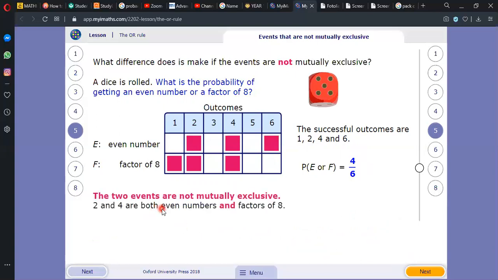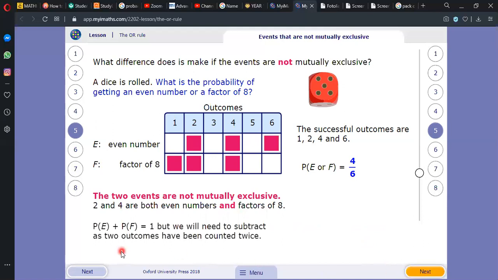The two events are not mutually exclusive. 2 and 4 are both even numbers and also factors of 8. Those were the common outcomes. So what it means is that you have counted those two outcomes twice. That is what went wrong. So we need to subtract those two outcomes. And what do we do? We simply do 1 minus 2 over 6. How did we get this 2 over 6?